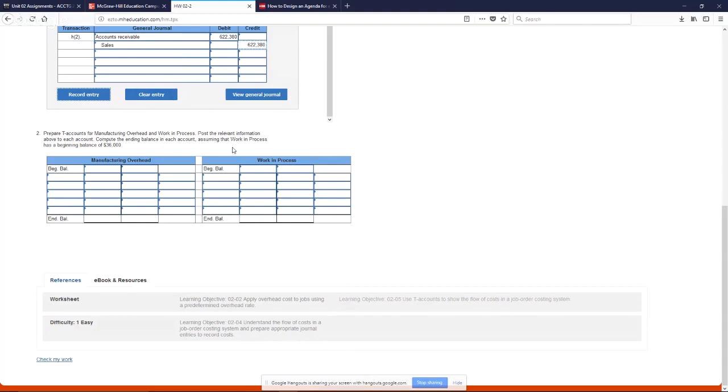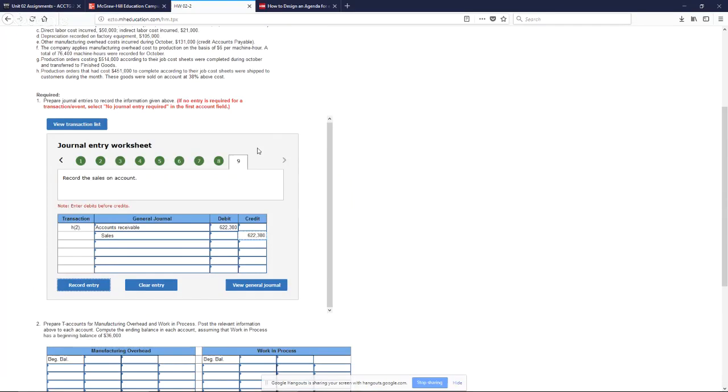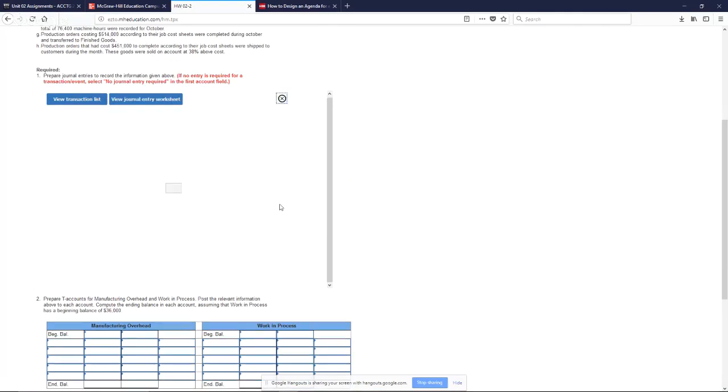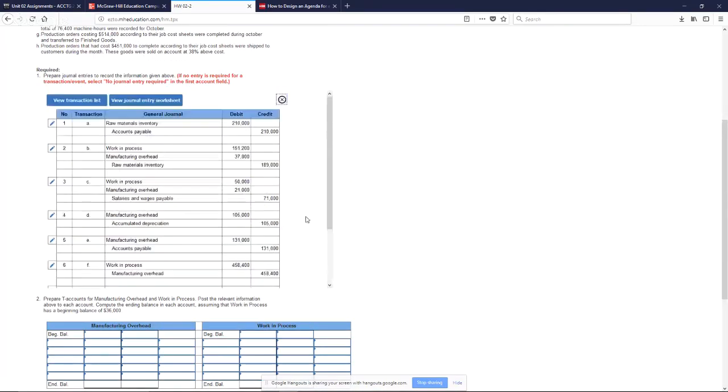But what I did was I changed the format to view general journal. And then I just took my manufacturing overheads, and every time there was a debit, I'd record the debit. Should have been, I think, 4 of those. And one, oh, I think I missed one. There's the one credit, 609,600.